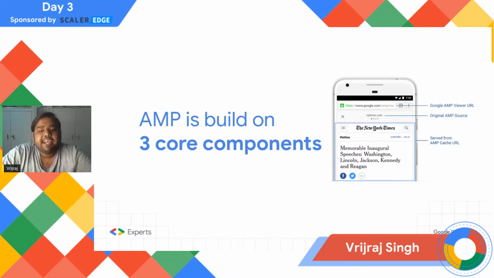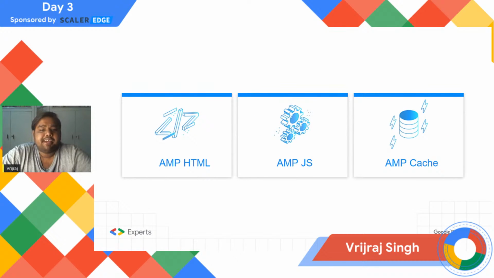So AMP is built on three core components: first is AMP HTML, AMP JS, and AMP caches. AMP HTML is a modified version of HTML tags and meta tags. For example, in HTML we have an image tag, paragraph tag, or video tag, YouTube tag. These are all predefined tags you can use in your HTML. But if we are working with AMP HTML, we have modified HTML tags. Like in HTML we have an image tag, and if you are working with AMP, we have the amp-img tag.